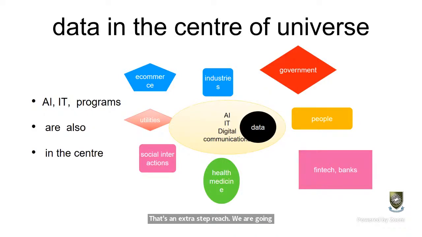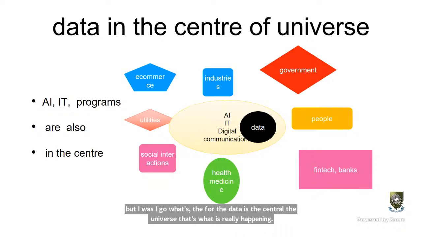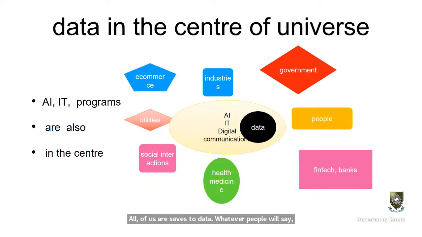Okay. But data is the universe today. Nandan Nilekani said data is the oil. But I go one step further. Data is the center of the universe. That's what is really happening. All of us are slaves to data. Whatever people will say, we have all become data-driven, data slaves. So you see that every activity is with data. We are going to become slaves to something else, which is AI. The AI and IT, digital communications, these four are connecting and making us slaves to everything. All our systems, all our activities, all our societies, all our governments.